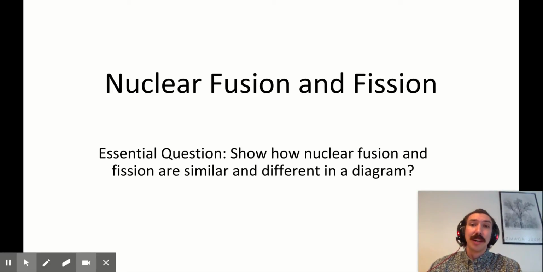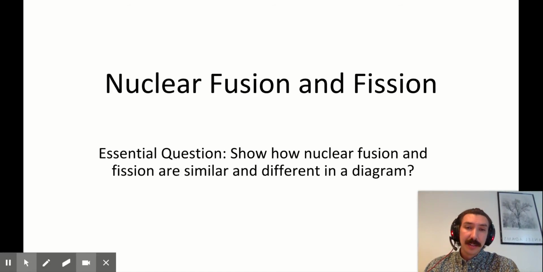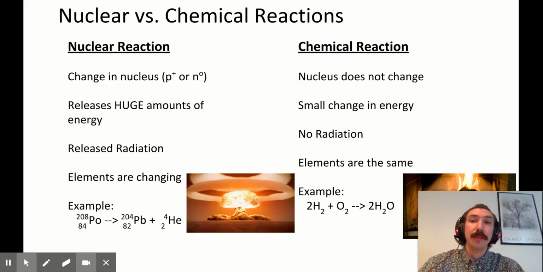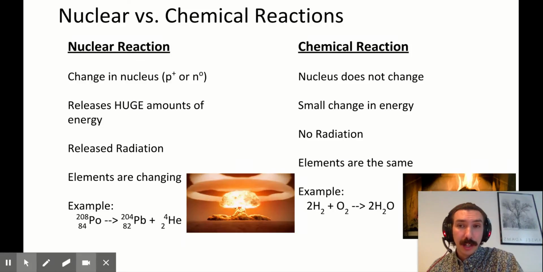This is going to be a set of notes on nuclear fusion and fission. And by the end of the set of notes, we should be able to create a diagram that shows us the similarities and differences in nuclear fusion and fission. I'm going to start off today's notes by reviewing and going over nuclear reactions and chemical reactions.